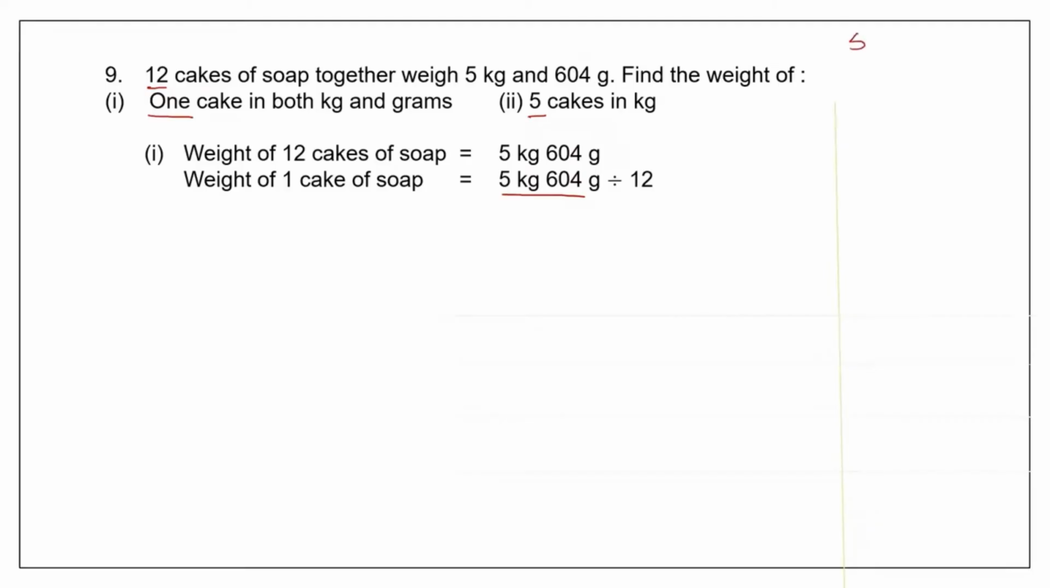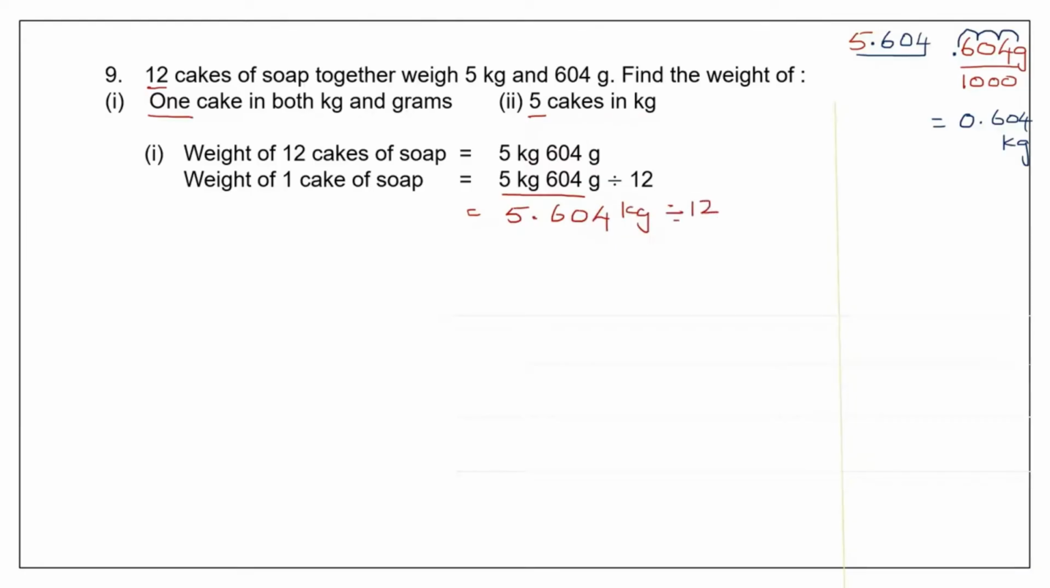So 5 kg will remain as the whole number. Now 604 grams, when we're converting from grams to kilograms, we divide by 1000. When you divide by 1000, the point moves 3 places to the left. 1, 2, 3. It comes here. So this becomes 0.604 kilograms. So now I can put it along with this and write 5.604 kilograms. So I'm going to write it here again. 5.604 kg divided by 12.